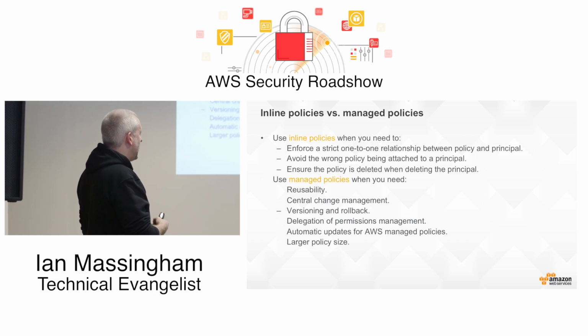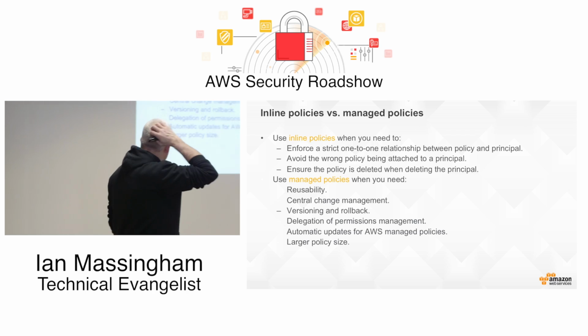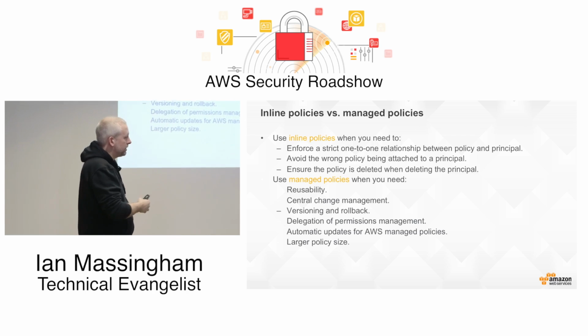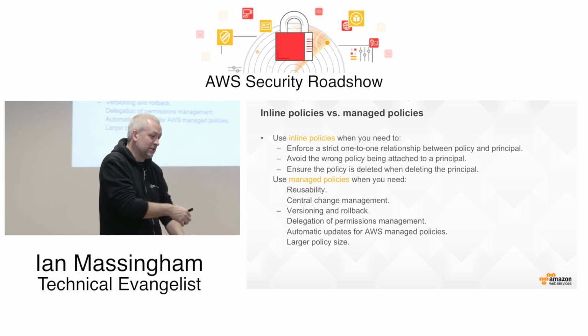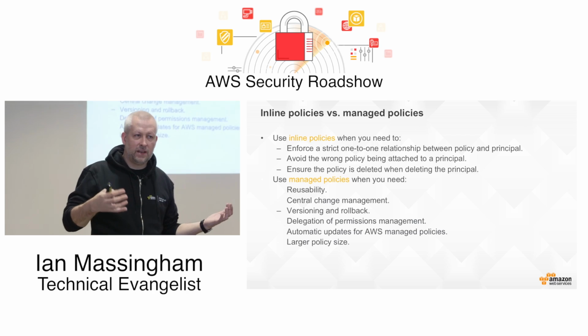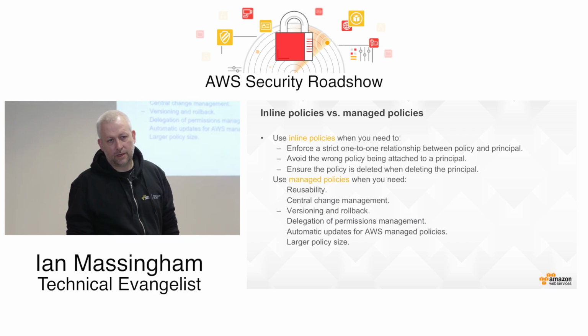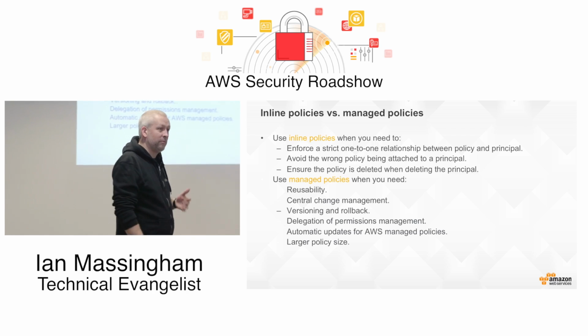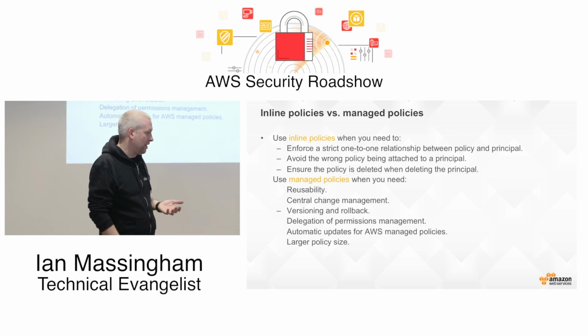It's versioning and rollback. It's delegation of permissions management. Okay, automatic updates for AWS managed policies, what I just talked about. And also these offer larger size. So we're essentially decoupling the policies away from the entities and managing them independently in a reusable fashion. Okay, there's a lot of benefits to that, but you then need to manage them independently from the entities. So it can be a drawback there.